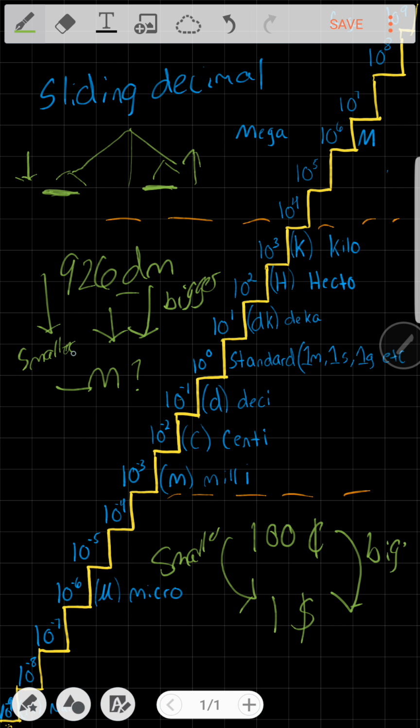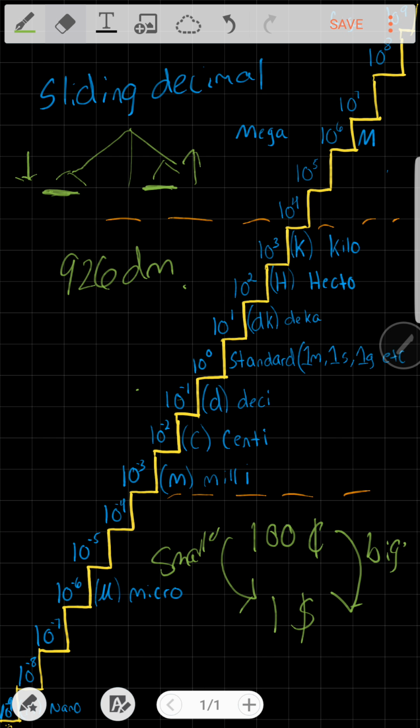But how does it get smaller? Let's look. Our number that we have here is 926. What that is saying is 926 point. That's our decimal place. And I want my number to get smaller. Smaller by how? Smaller by 1 decimal place, because it's deci, then your standard. So I make it smaller to the left by 1 decimal place. So my answer is going to be 92.6 meters.